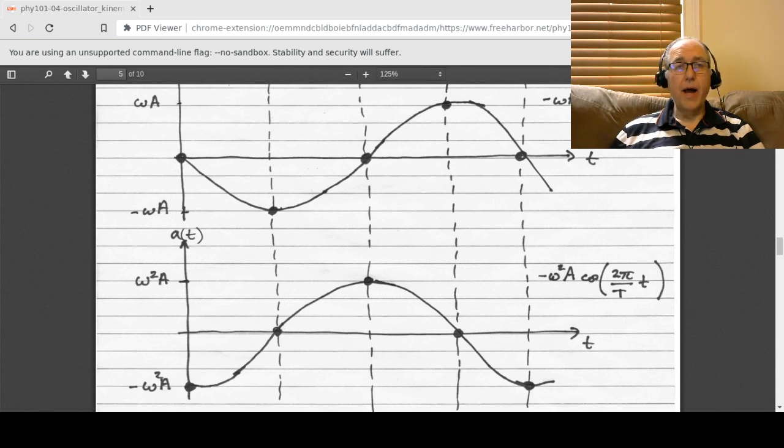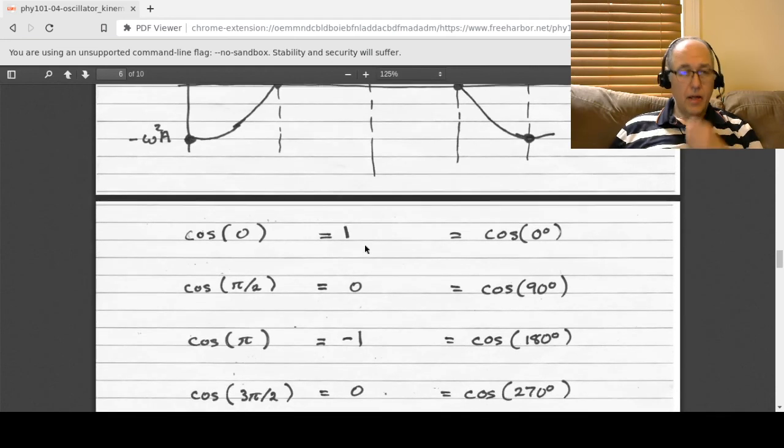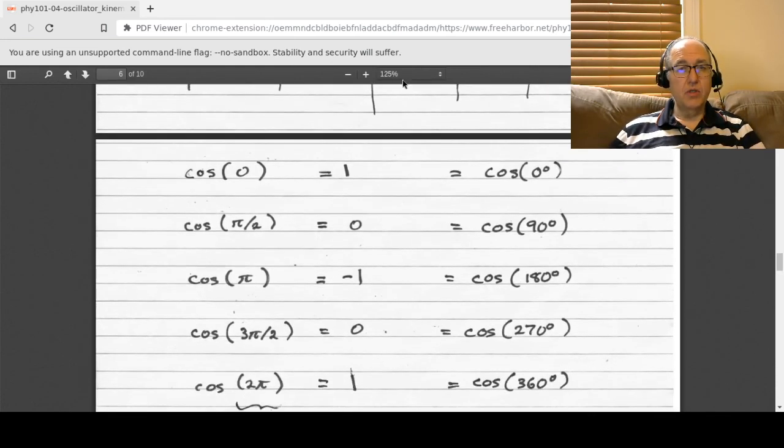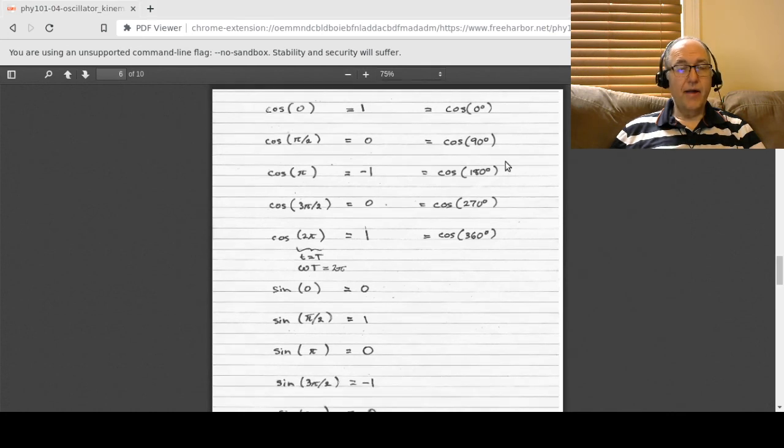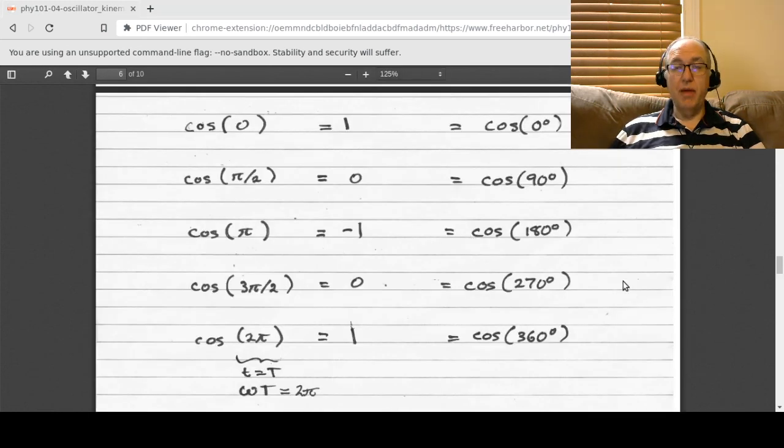Okay, so the next slide is just a little reminder of some values of sines and cosines that you really should memorize, okay? And the reason you should memorize them is not just for this particular lecture, which is on oscillators. The next lecture is going to be on vectors, and you will see that all through the course we're going to use sines and cosines, and we're going to be evaluating these at special angles, all right?